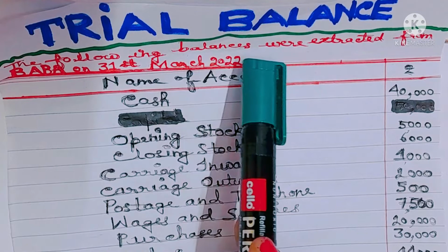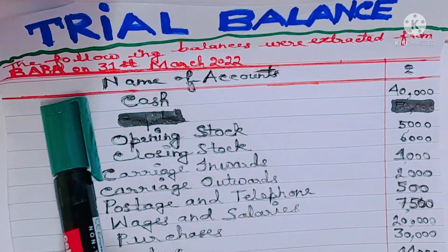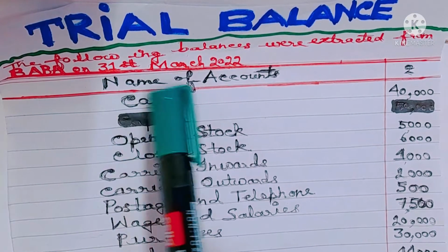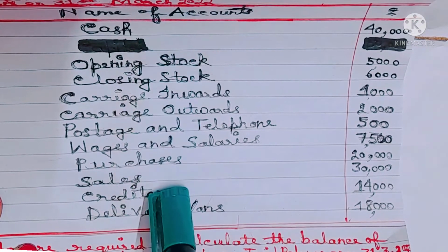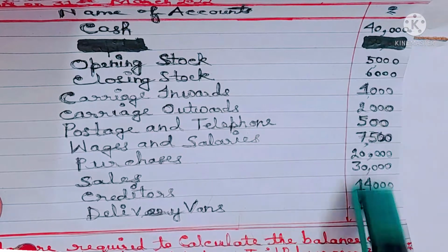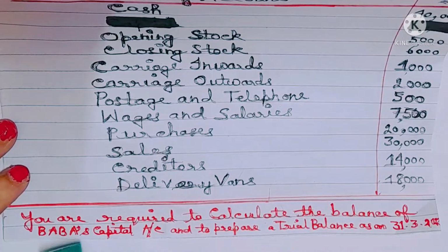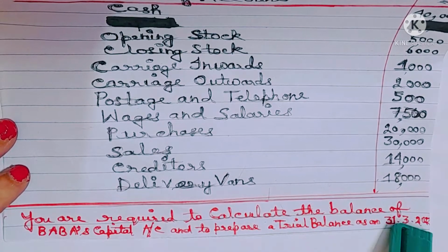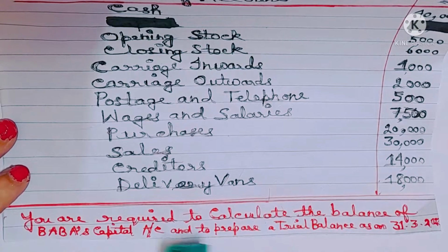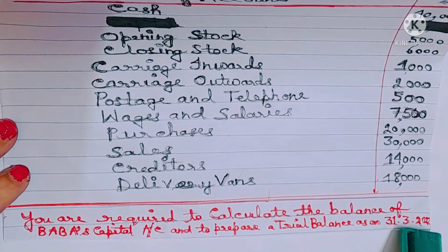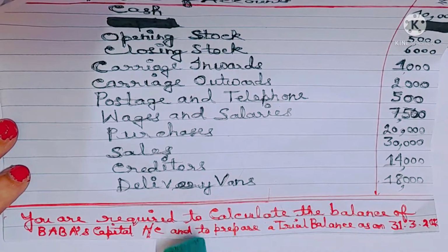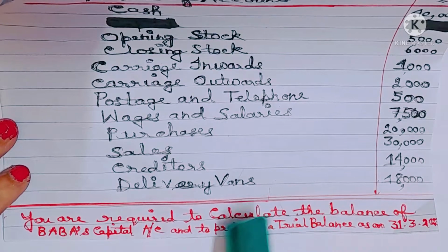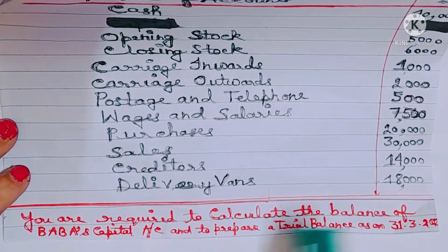The following balances were extracted from the books of Baba as on 31st March 2022. The names of accounts are given here and the amounts are given here. You are required to calculate the balance of Baba's capital account and to prepare a trial balance as on 31st March 2022. That means there will be a balancing figure in the credit column since capital account has a credit balance.